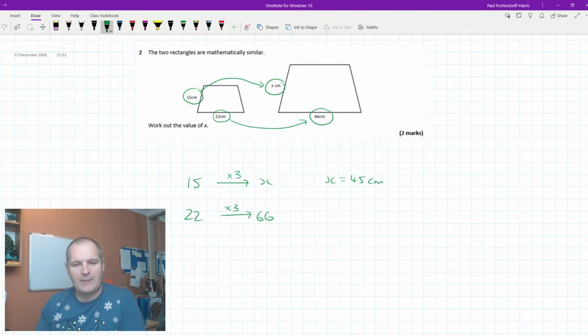We look at what that multiplies to, and it's 3. Therefore, look at what that multiplies to, and it must be the same scale factor because they're similar. If they're similar, that tells us there is a scale factor we can multiply by. Feel free to pause or come with me.